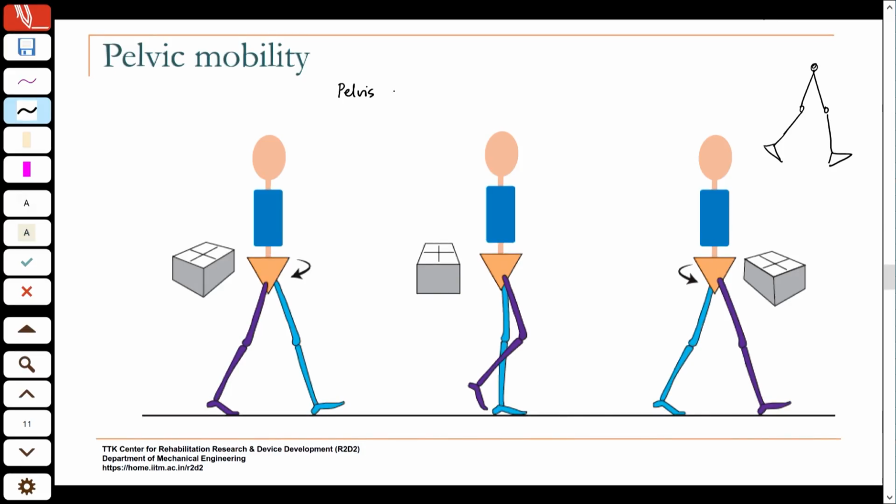So, the pelvis movement in the transverse plane increases the stride length.